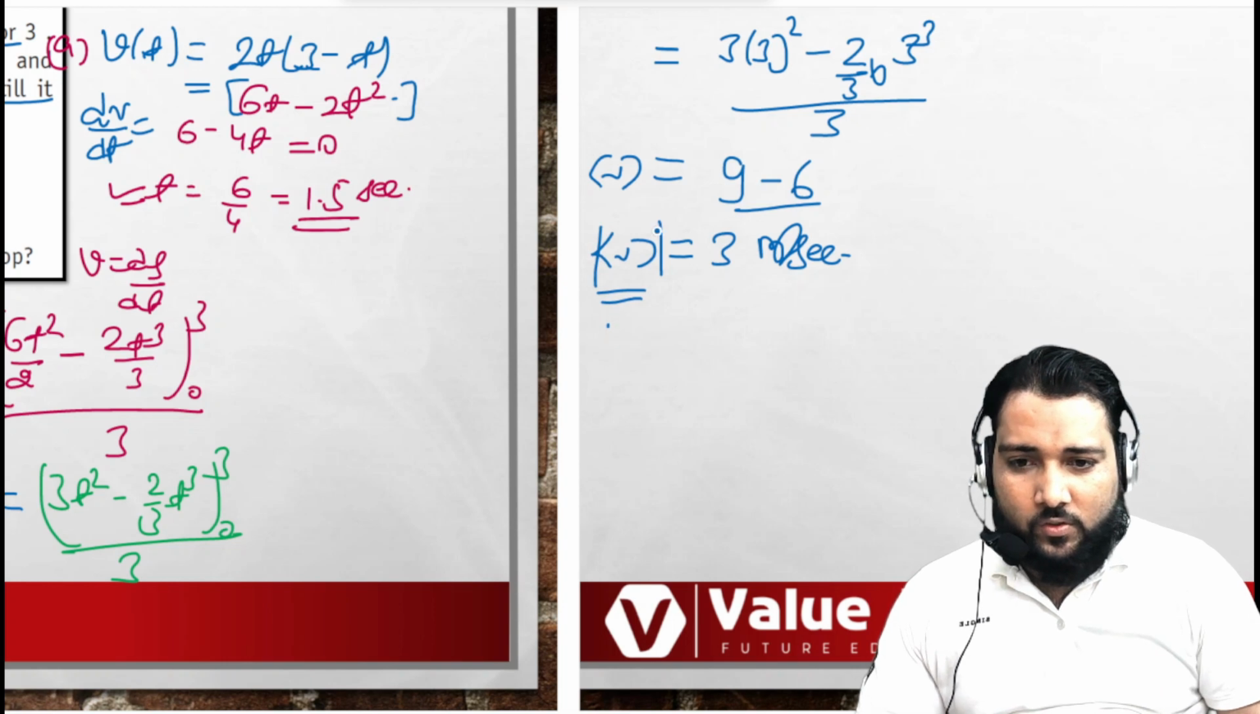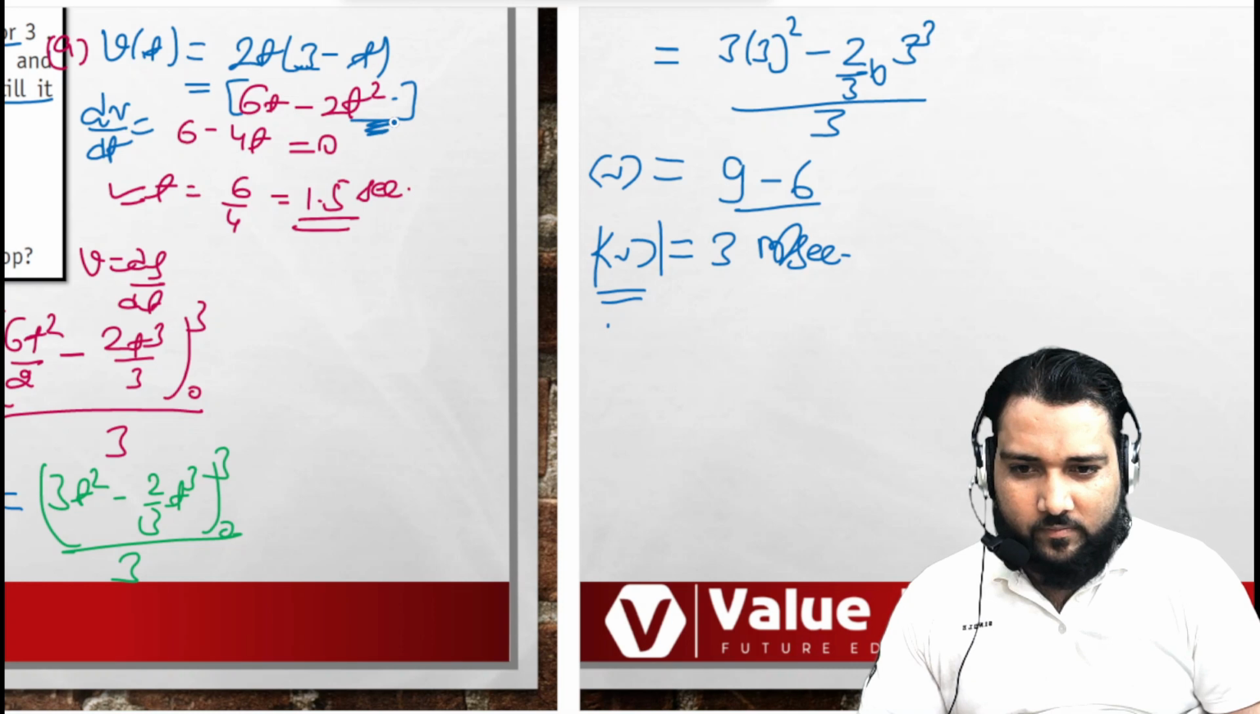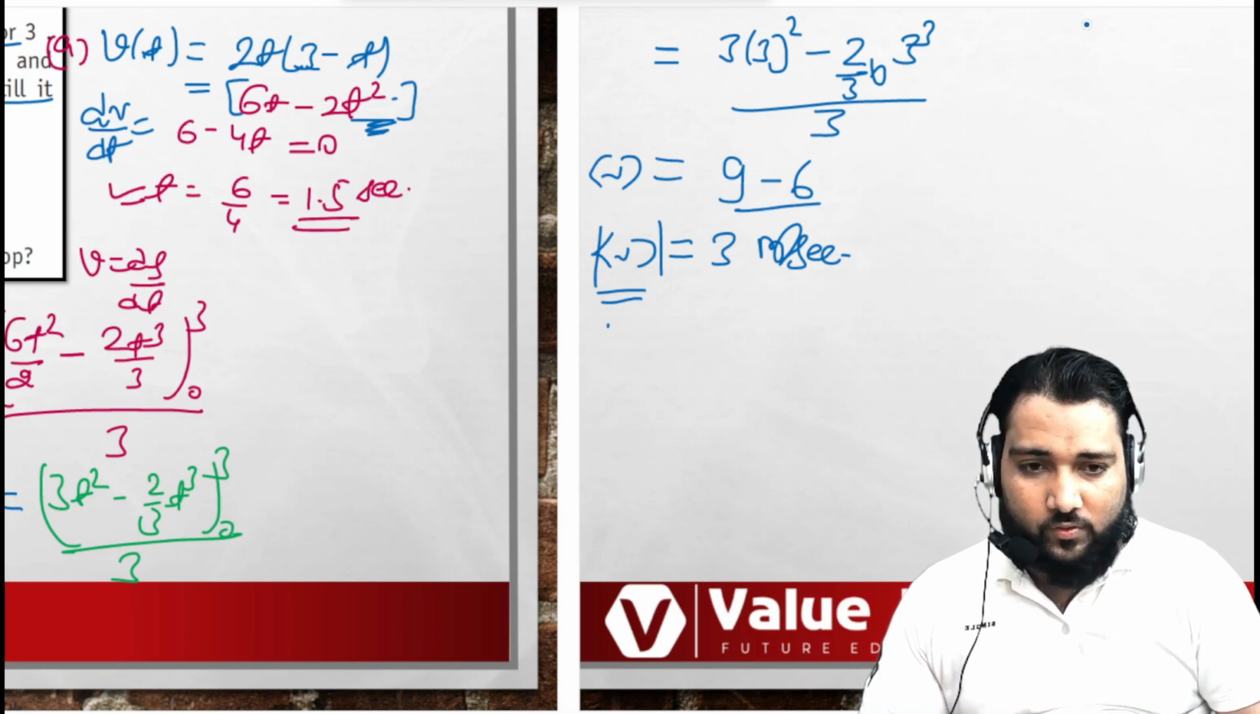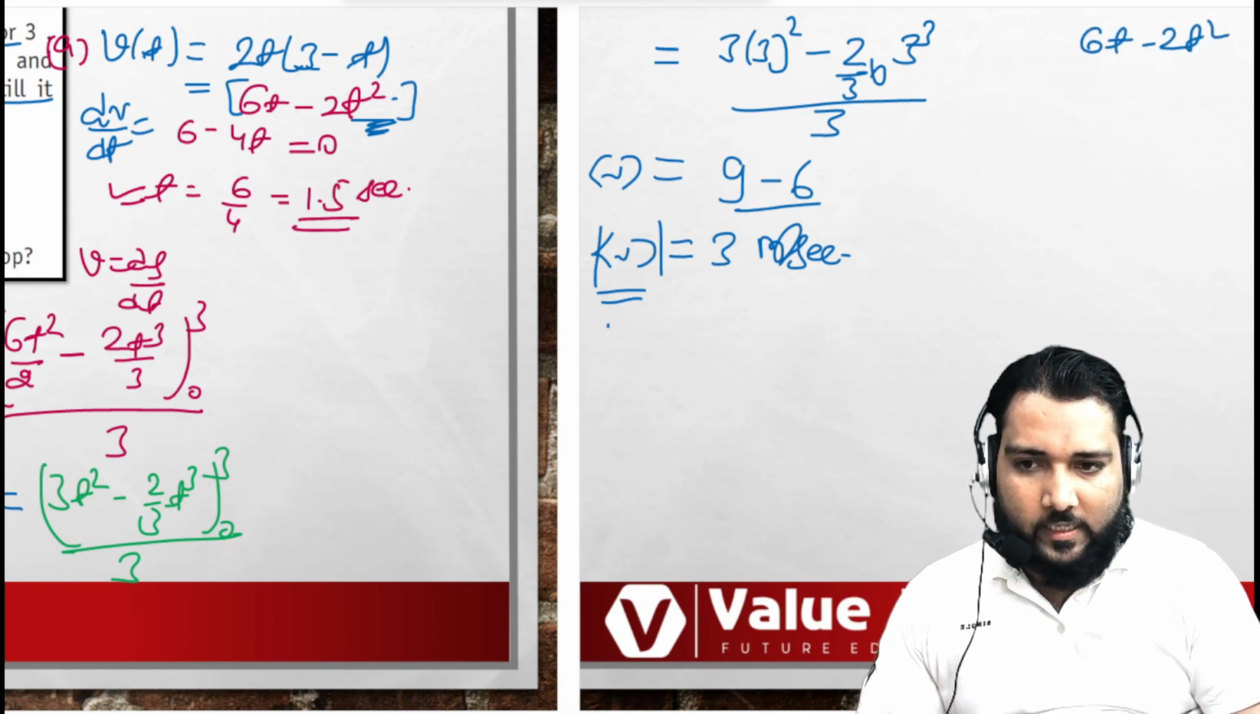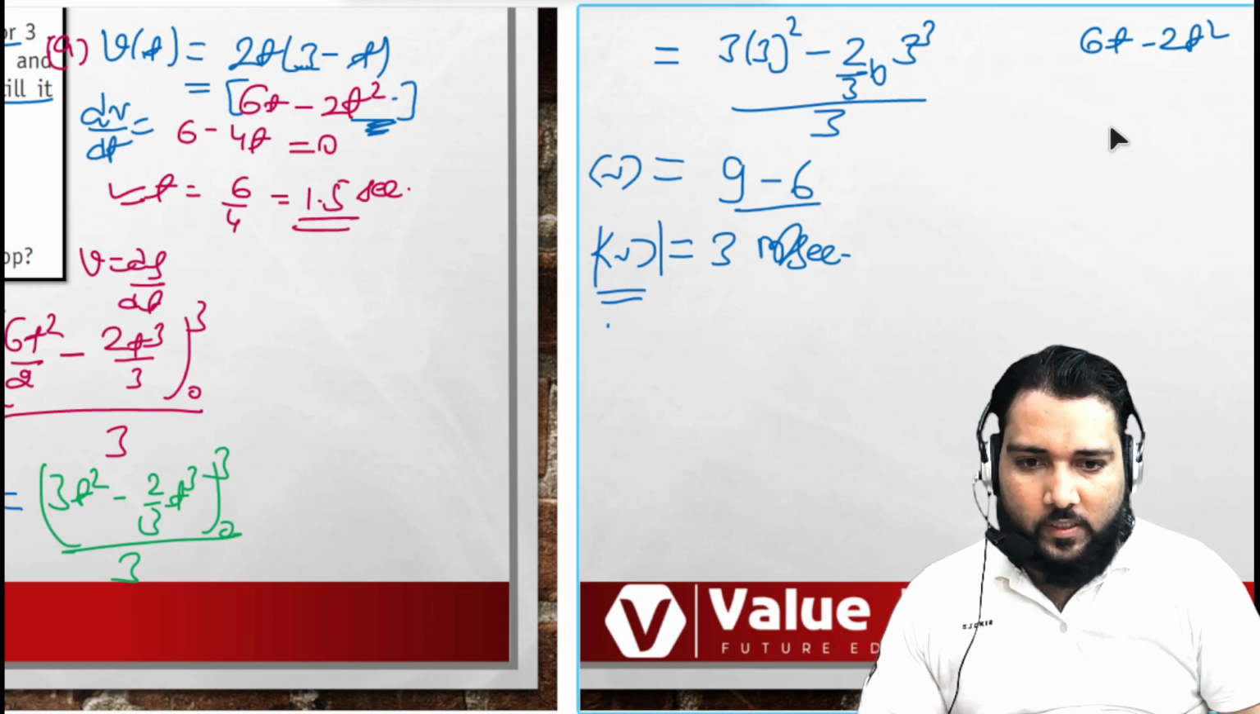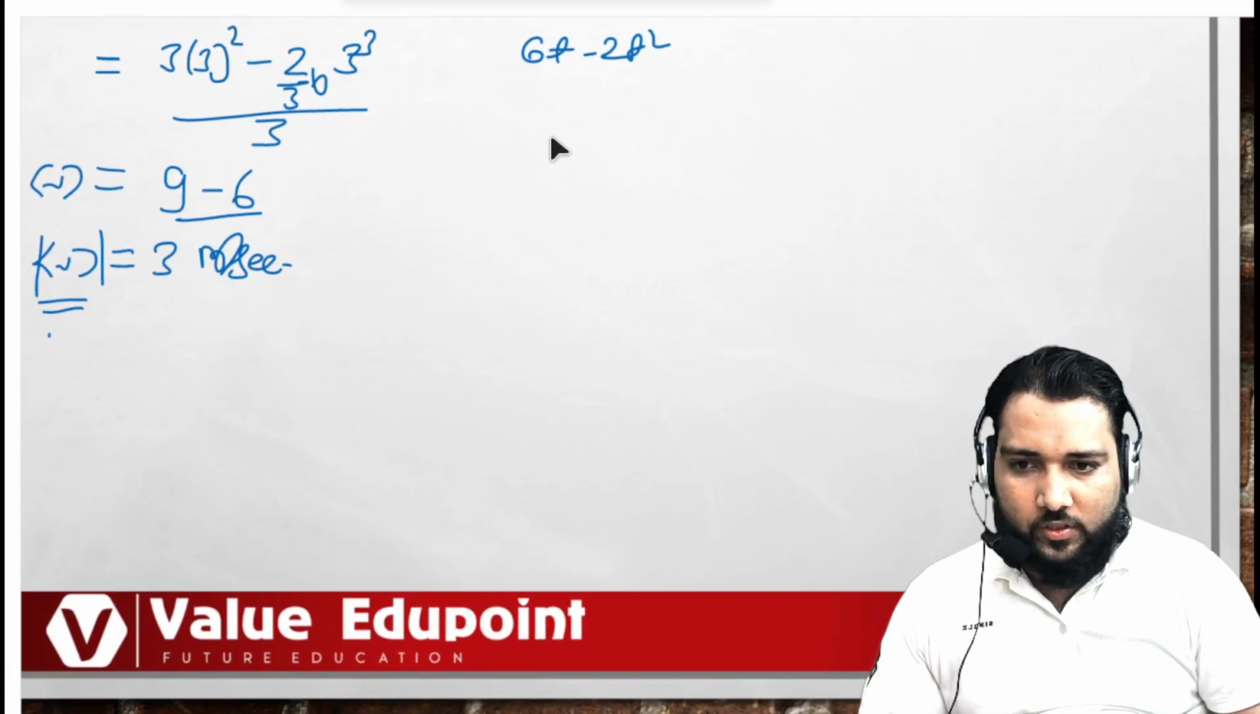Okay, guys, so now what is being asked is at what time. We know the expression of velocity is 6t minus 2t square. Is it okay, guys? Now what we do is set it equal to this expression of velocity.